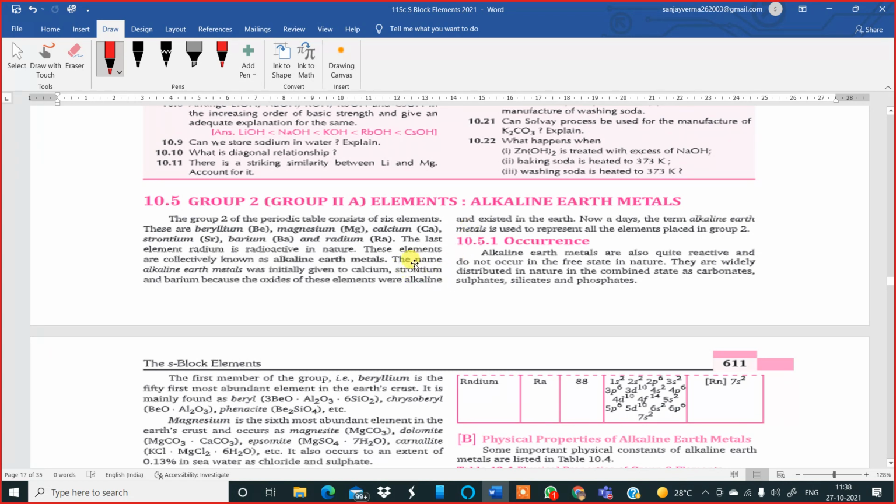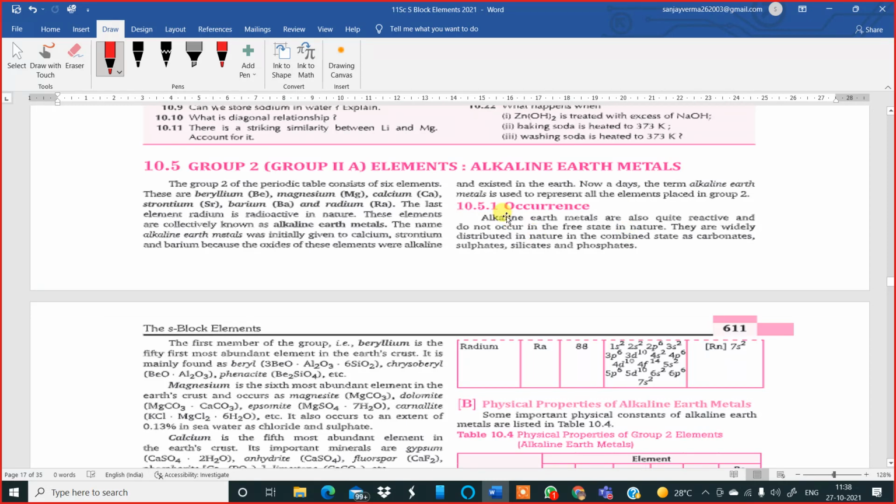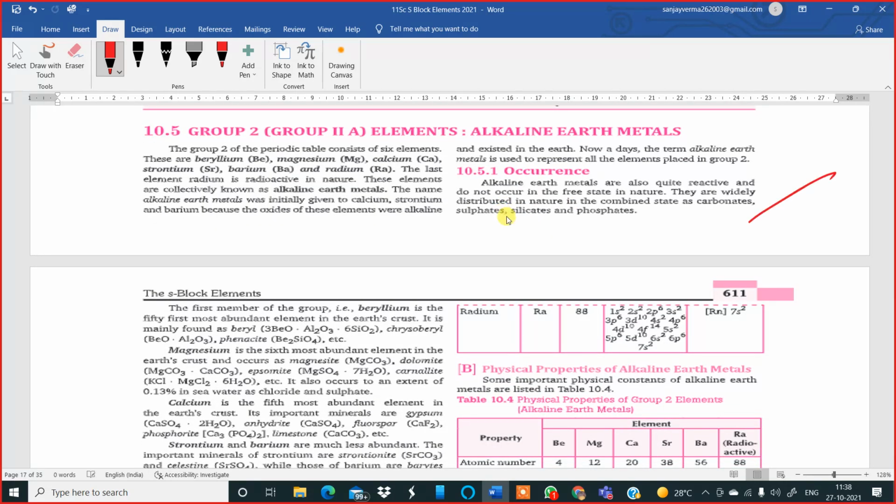Now, the name alkaline earth metals was initially given to calcium, strontium, and barium because the oxides of the elements were alkaline and exist in the earth. Nowadays, the term alkaline earth metal is used to represent all the elements of this group. Now, with regard to the occurrence of the alkaline earth metals, over here on page number 610, alkaline earth metals are quite reactive and do not occur in the free state. So that's natural. They are widely distributed in nature in the combined state, as you remember, in the form of carbonates, sulfates, silicates, and phosphates.